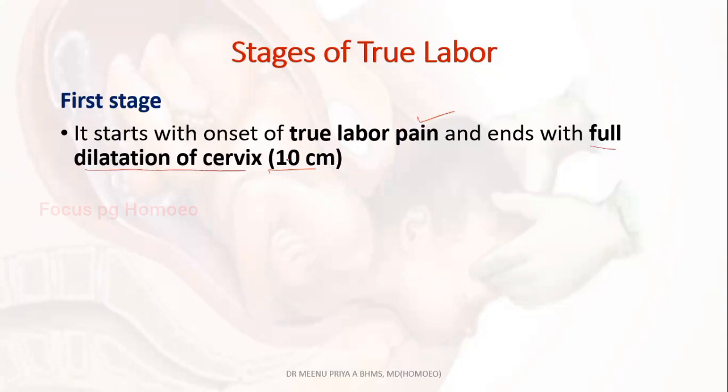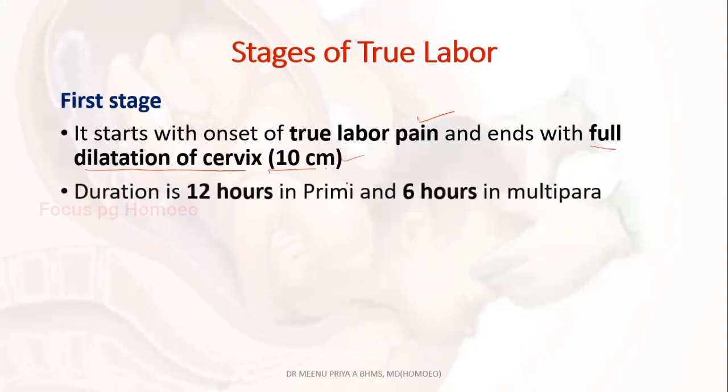This should be remembered, as the question can be twisted and they will try to confuse you between the first, second, and third stages of labor with the definition. Just remember when the true labor pain has started and when the full dilatation of the cervix has been completed, that is, up to 10 centimeters, which is ideal for the fetus to be expelled or delivered. With this, the first stage is completed. The duration is about 12 hours in primigravida and 6 hours in multipara.